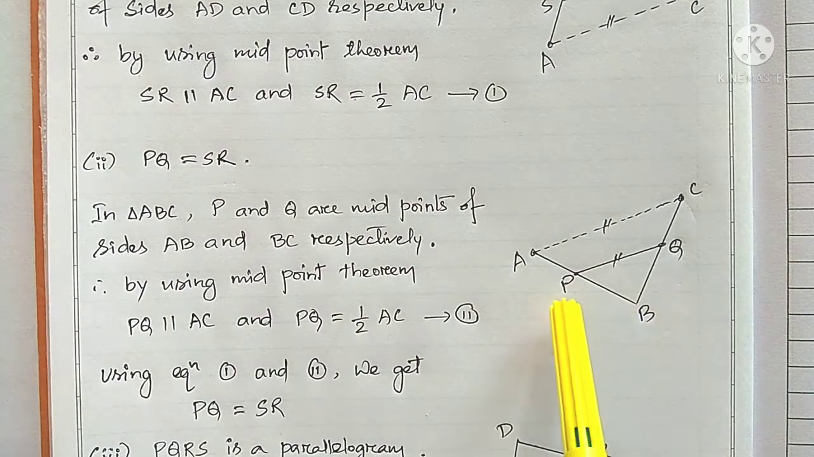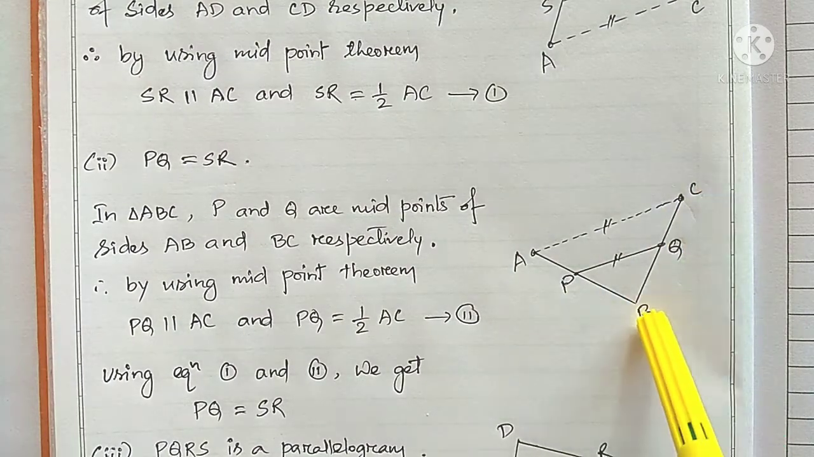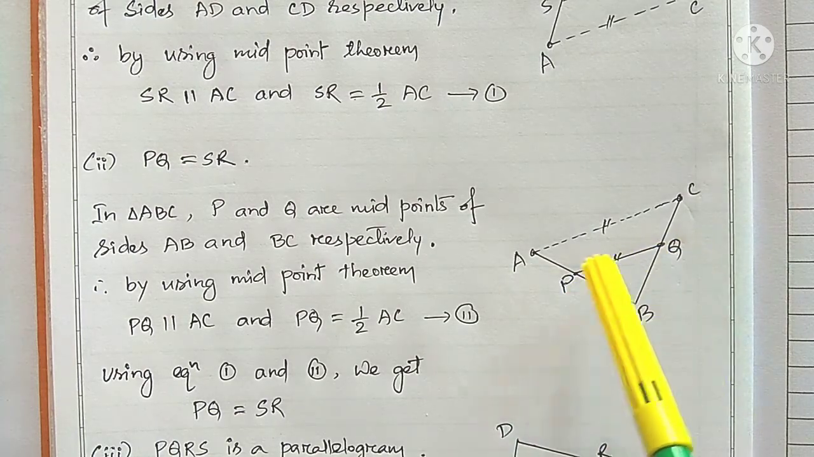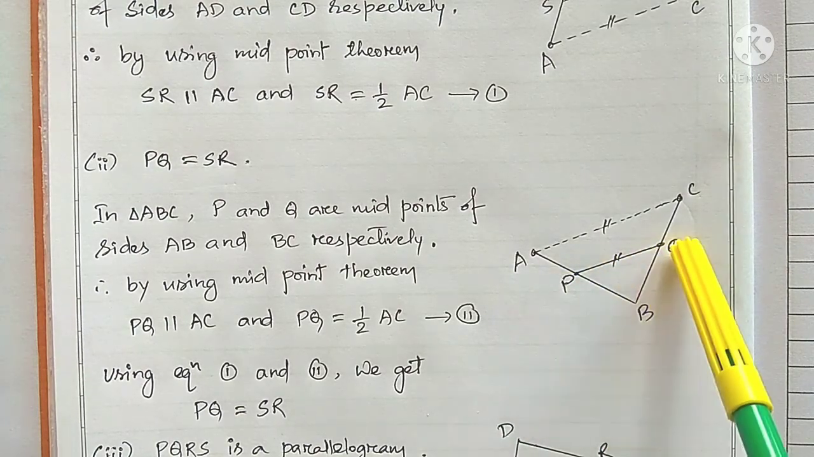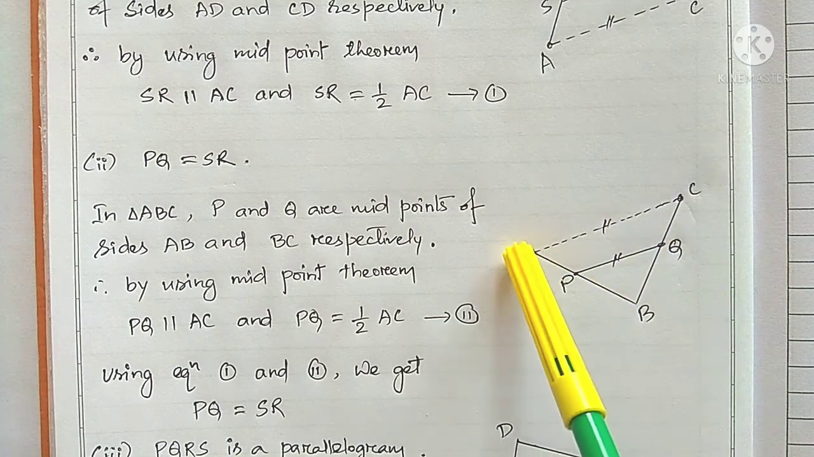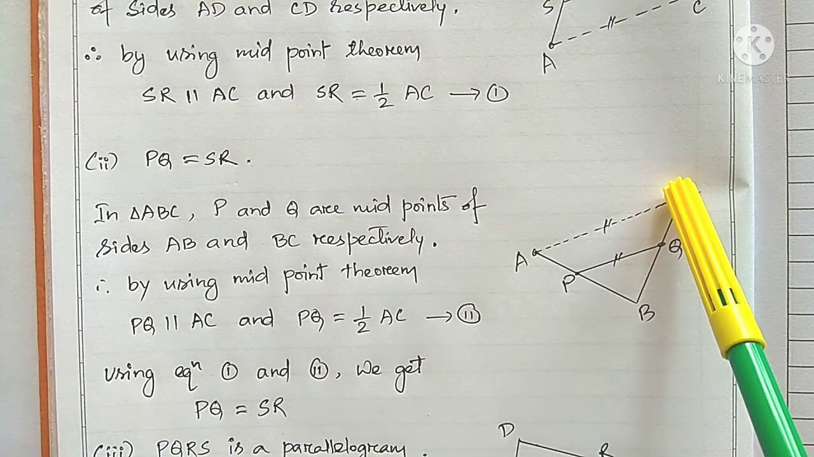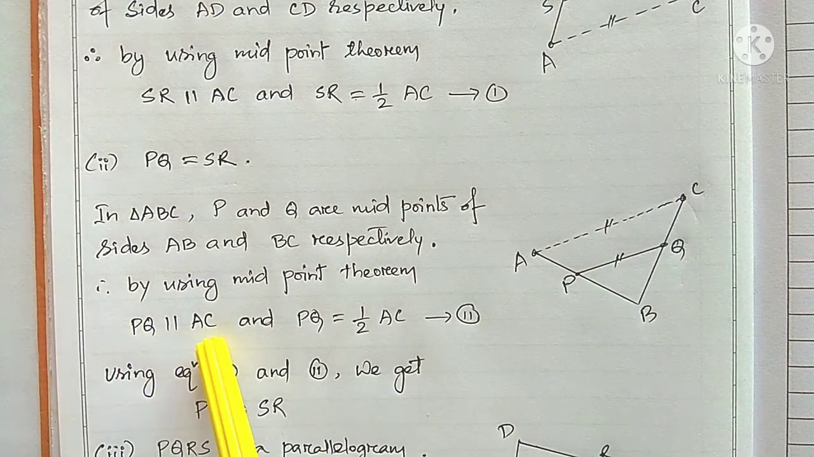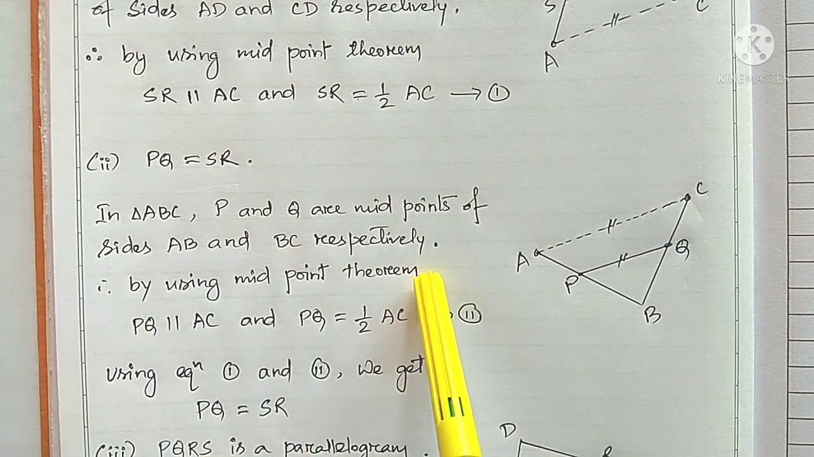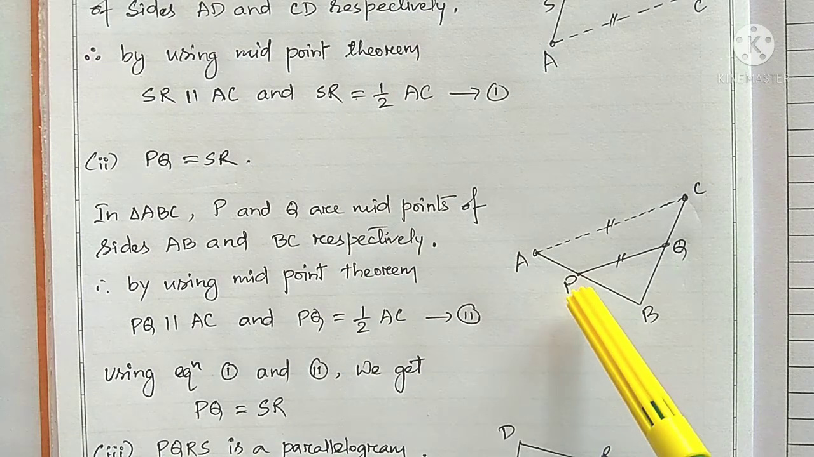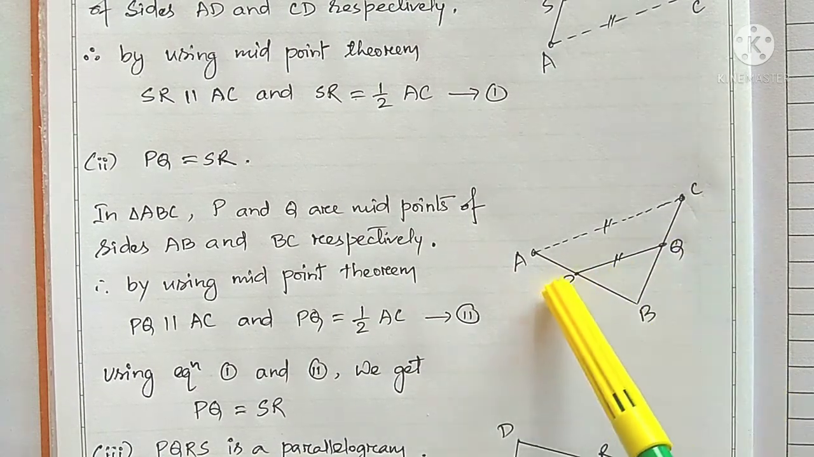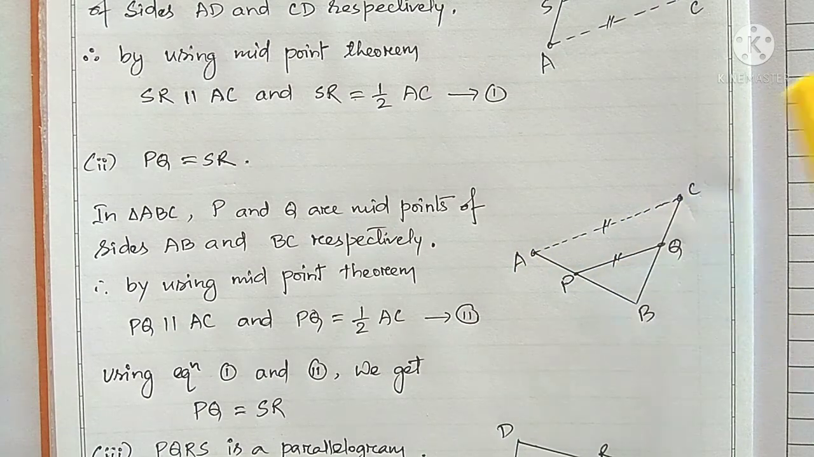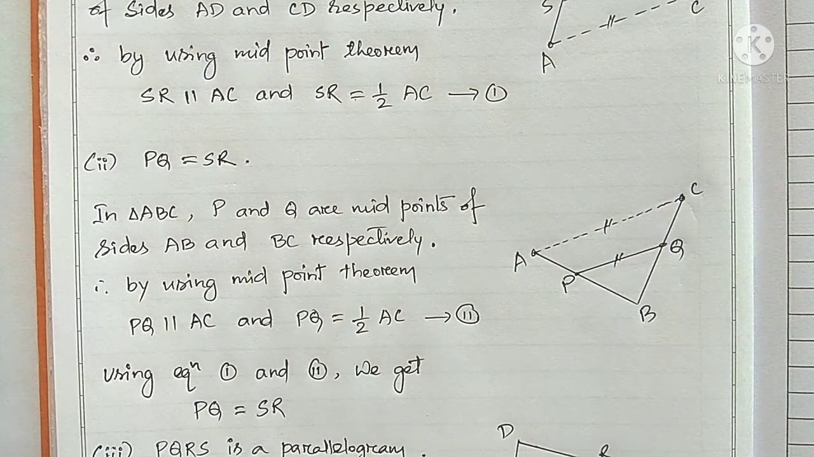This AB midpoint is P, this BC midpoint is Q, and if we join these two midpoints, then we get the line PQ, and this PQ is parallel to AC. Is it clear? So that's why here we write PQ is parallel to AC by using the midpoint theorem. And one more thing we know, the length of PQ is half of AC, isn't it? So this one is the midpoint theorem.